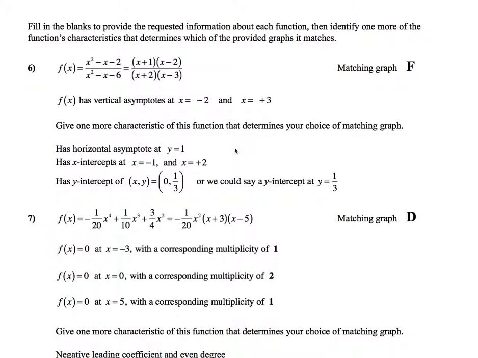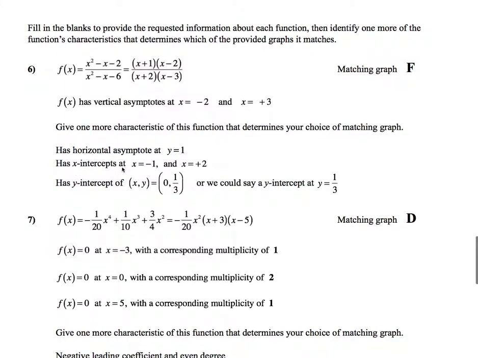But if we didn't spot that, we might notice that there are x-intercepts at -1 and 2, because x-intercepts are going to occur where the numerator is 0, because that will make the entire function value 0. So we see that -1 and +2 each make the numerator 0. So we have zeros, or x-intercepts, at x equals -1 and x equals +2.